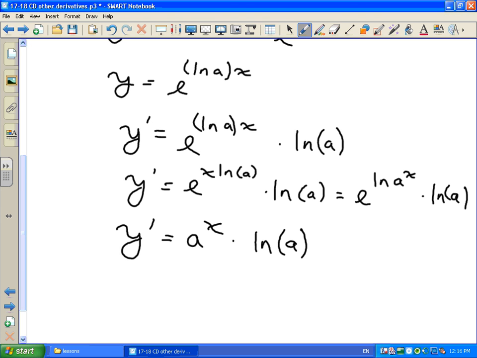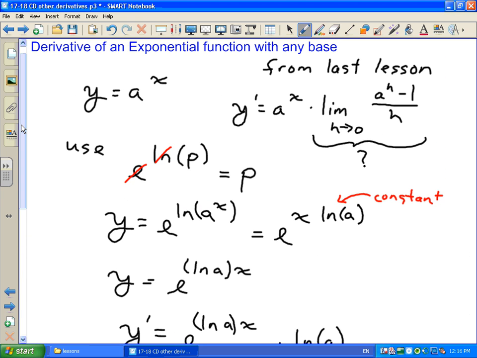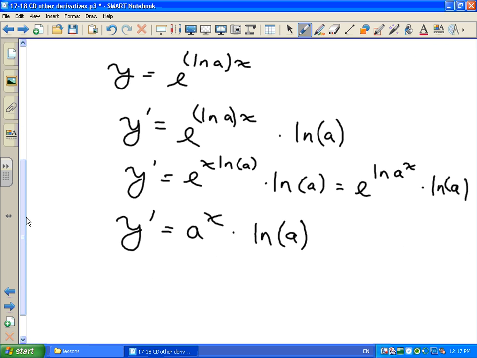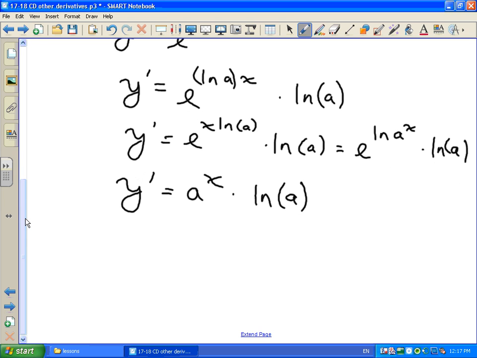So the derivative of y equals a to the x is a to the x times ln a. Ln a is just a number, and this is what we expect to get, because way up here, when we did it from first principles, we got y prime is a to the x times something, which is a number. What is that number? It's going to be the ln of whatever your base is. So y prime is a to the x times ln a, if y equals a to the x. So that's our next derivative rule here.